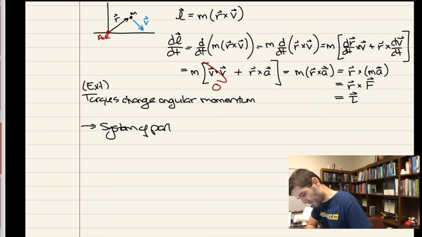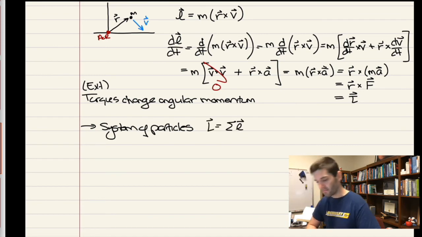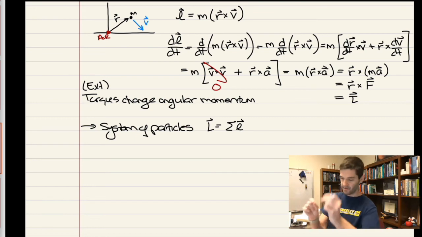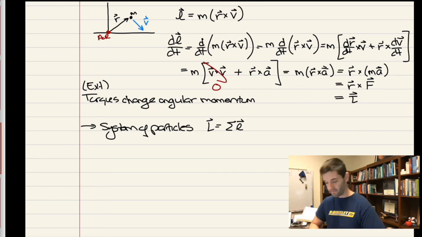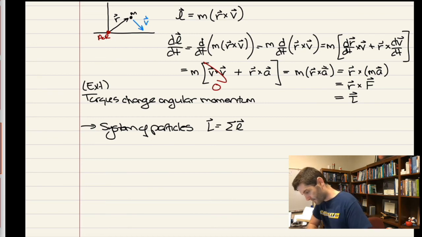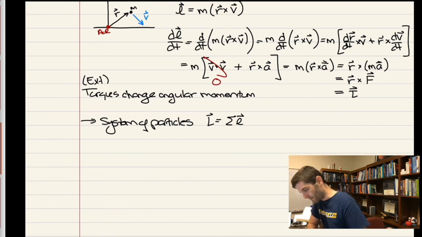So for a system of particles where we could define big L as the sum of the individual angular momentums of each, if there are a bunch of particles rotating around, I could calculate the total angular momentum. And then just like what we saw with regular momentum, we can say the total angular momentum changes as the result of some external net torque.